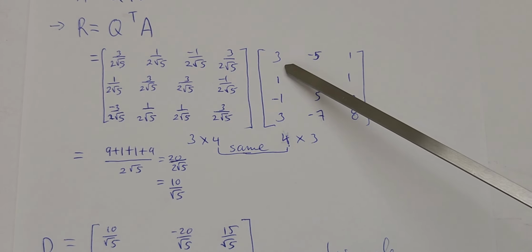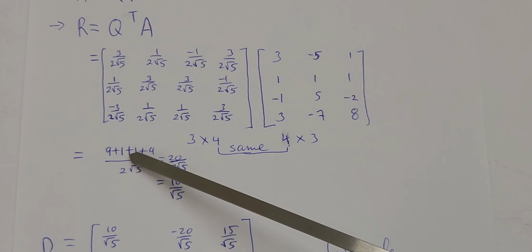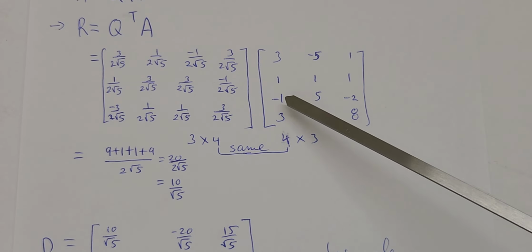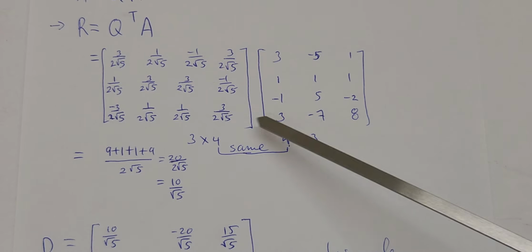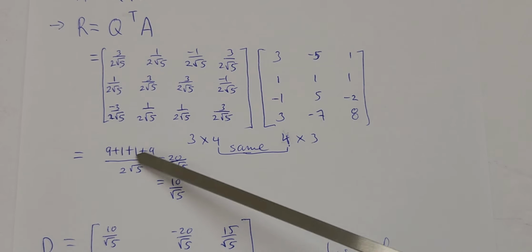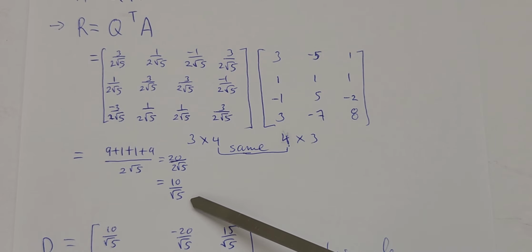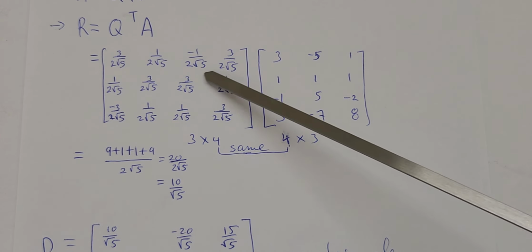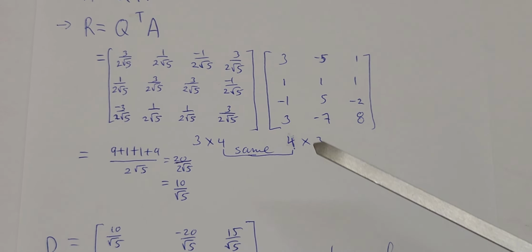So 3 times 3 gives me this 9. 1 times 1 gives me this 1. -1 times this -1 gives me this +1. 3 times 3 gives me this 9. Add them up gives me 20. Simplify it gives me 10 square root 5. Where did I get this 10 square root 5? Row multiply column. And repeat that all the way through.